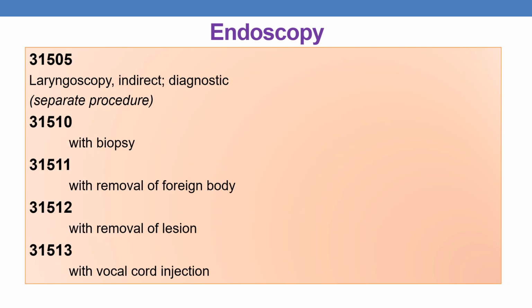Now coming to the first CPT, that is 31505. It deals with laryngoscopy, indirect diagnostic. The next is 31510, laryngoscopy with biopsy. The next is 31511, laryngoscopy with removal of foreign body. The next is 31512. It deals with laryngoscopy with removal of lesion. The next is 31513. It deals with laryngoscopy with vocal cord injection.